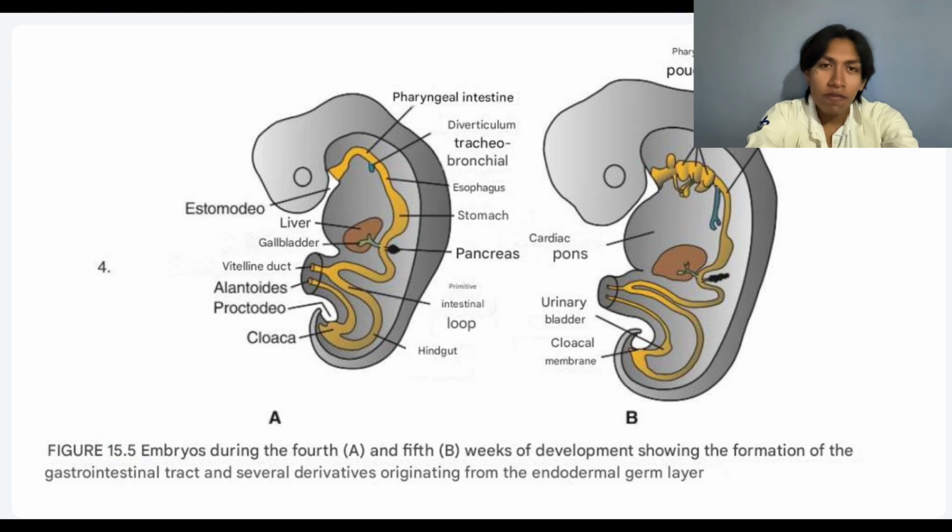And five, finally, is the pancreas. It arises from dorsal and ventral pancreatic buds, which fuse after duodenal rotation.